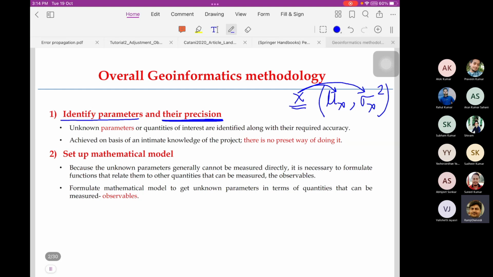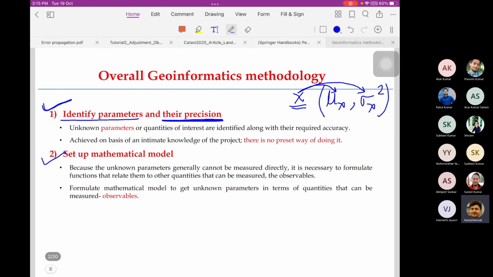So for any problem, that is the general methodology. Even today I approach any research problem of the students by looking for these critical steps, so that whenever we discuss any problem, we should be very much sure what we are going to estimate. Okay, so identify the parameters and their precision. That's very important. Second is set up the mathematical model.